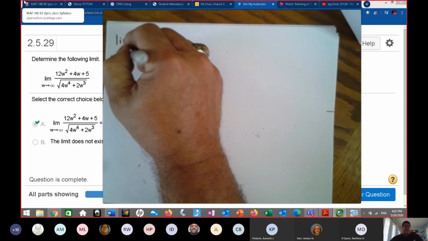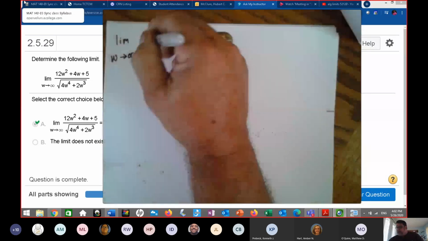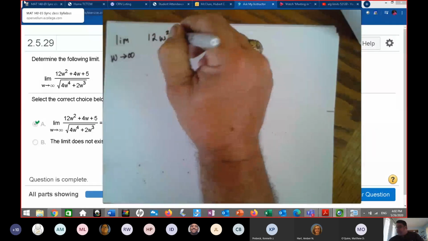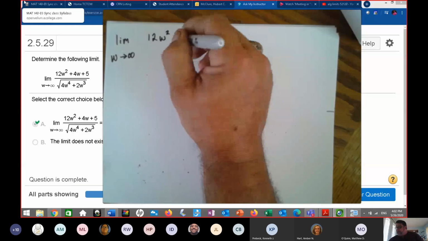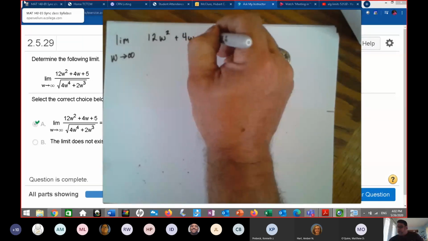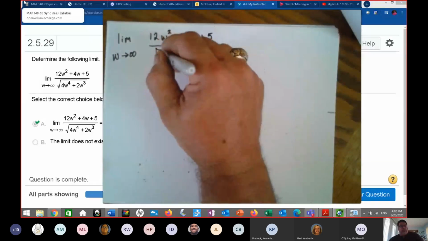Another key: when you see approaching infinity, that's the last part of the algebraic video that I told you about. You need to do it by algebra. You need to divide something into something. So that's 12W squared plus 4W plus 5 over the square root of 4W to the fourth plus 2W cubed.